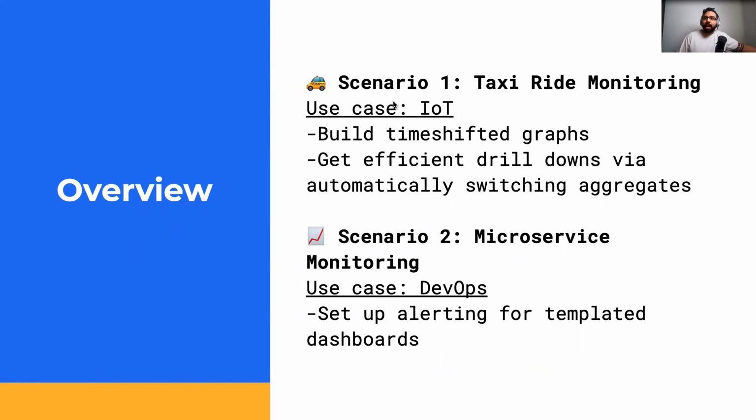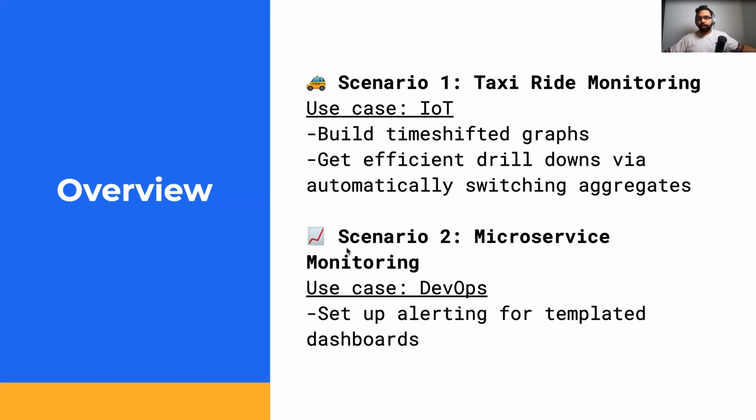So this is a classic IoT use case where these vehicles have devices on them, and we can track the activity of the various taxi rides that are going on. And I'm going to use this use case to show you how to build time-shifted graphs, as well as to get efficient drill downs on your data where we automatically switch between different granularities of aggregations of your data. So that's the IoT use case. We're going to be using the taxi ride monitoring example.